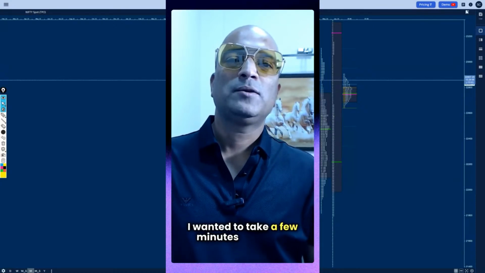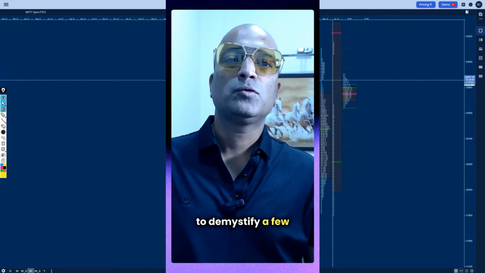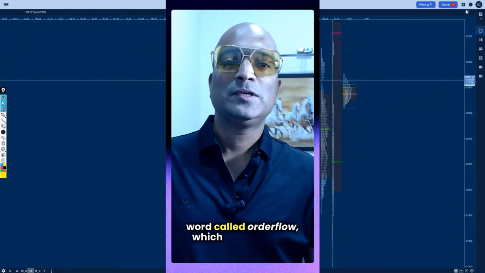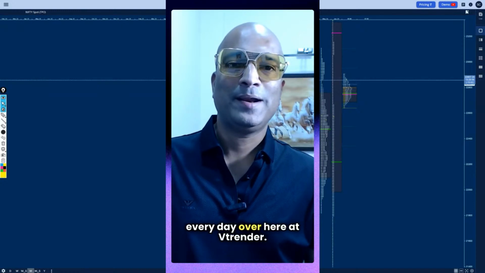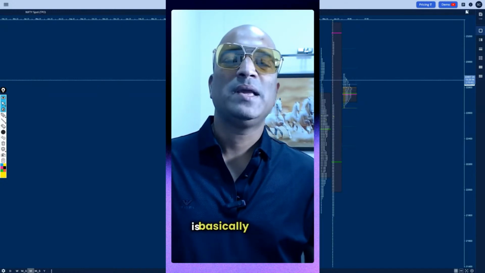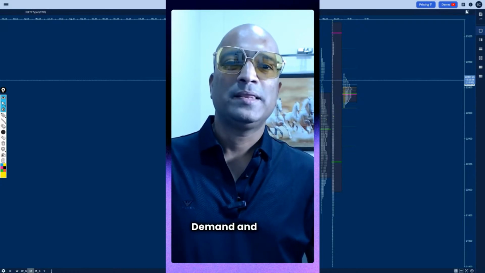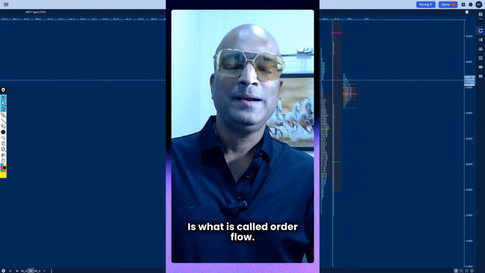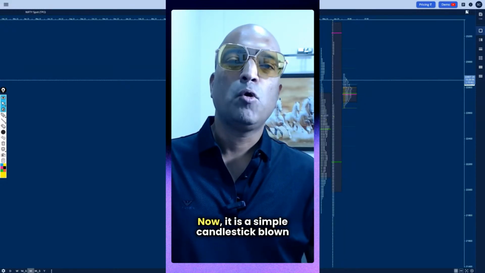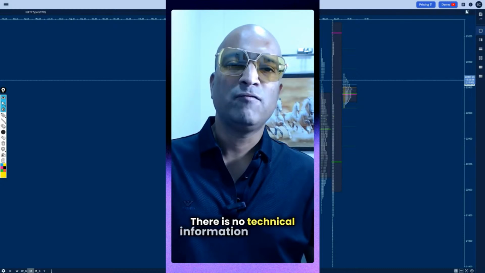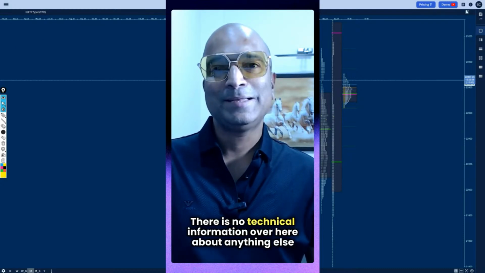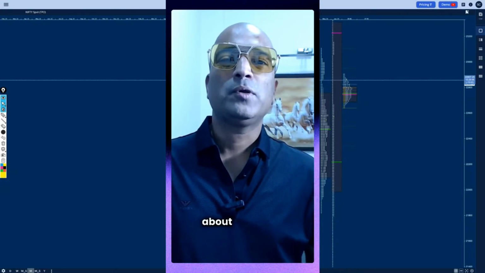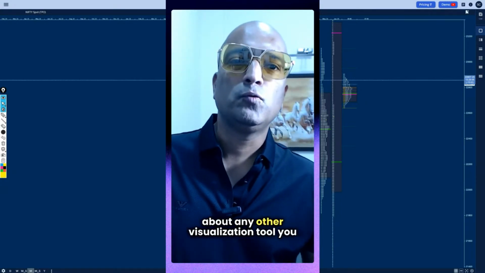I wanted to take a few minutes over here to demystify a few thoughts and processes of the word called order flow, which is what we do every day over here at VTrend. Now, order flow, as you know, is basically demand and supply. Demand and supply seen on one chart is what is called order flow. Now, it is a simple candlestick blown open. There is no technical information over here about anything else, beyond it being a candle or a bar or any other visualization tool you would look at.